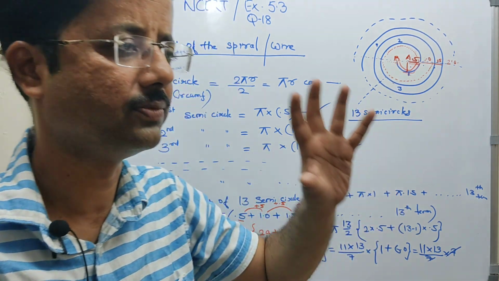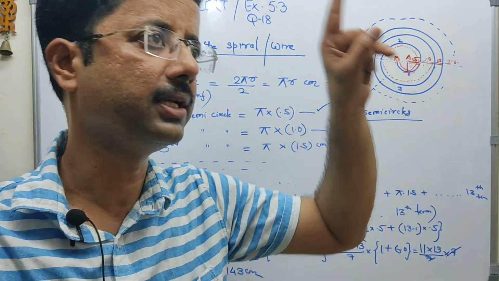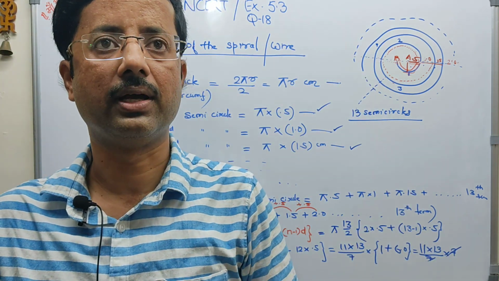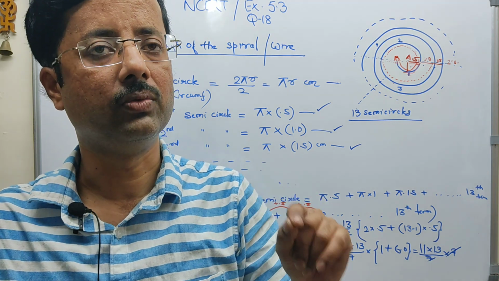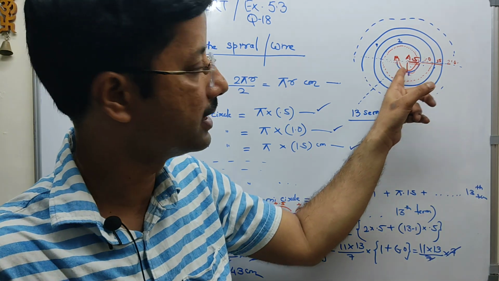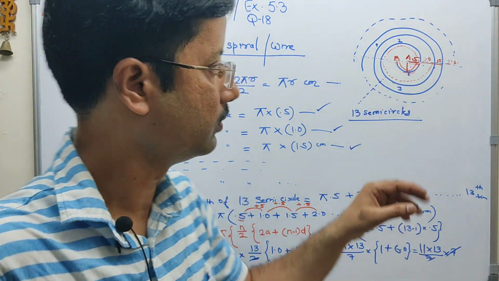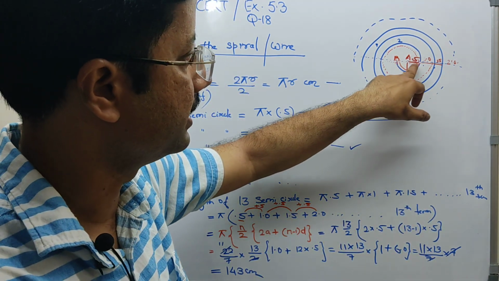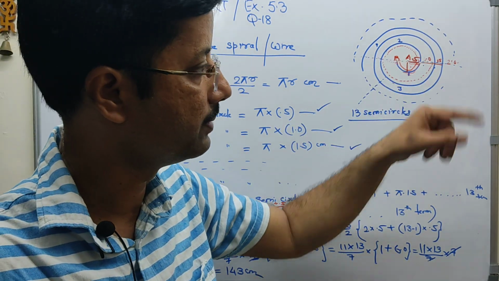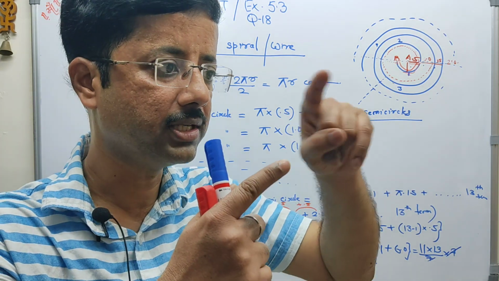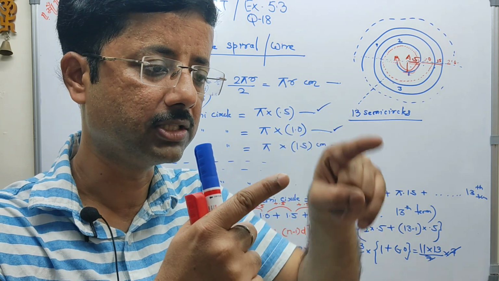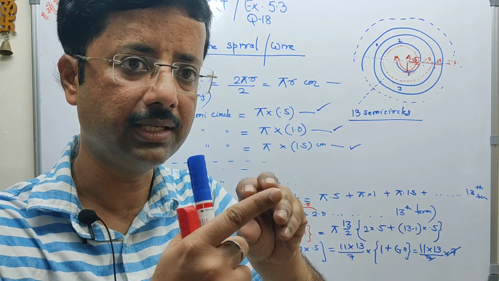Now here, what the question says is, we have taken a wire and we are making a spiral of the wire, a spring-like structure. When we make a spring-like structure, every time this kind of semicircle is formed. The radius of the semicircle is given here as 0.5, and since we are making a spiral, the outer spiral radius will be more than the inner spiral radius, because the outer spiral is bigger in size than the inner spiral.